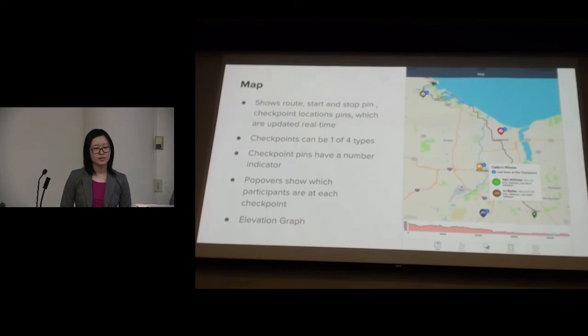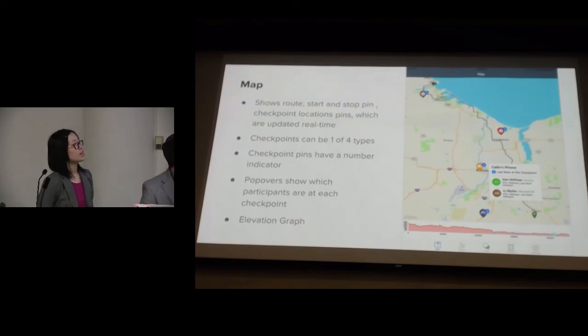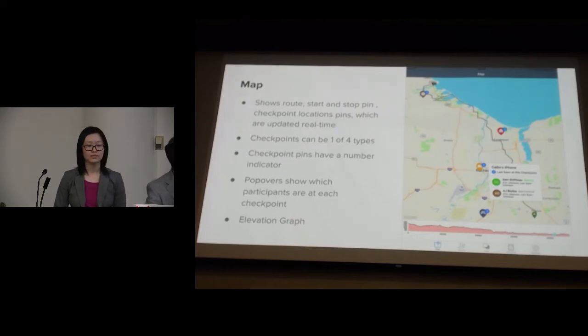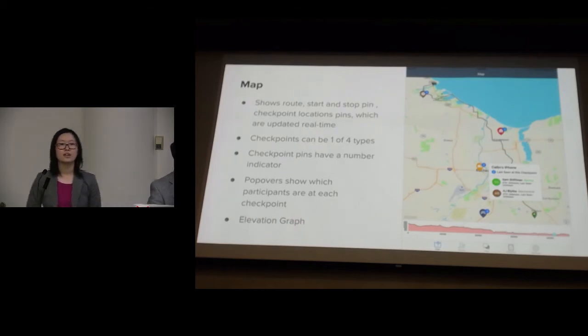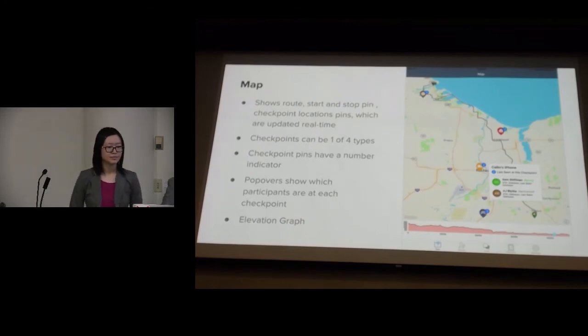So another thing you can see is the elevation graph, which is at the bottom of the map. It shows the elevation of the route from start to finish. So for this particular route, you can see it kind of starts at a higher elevation and gets lower. The main purpose of this is for staff members to know when a participant is about to approach a steep hill or incline.